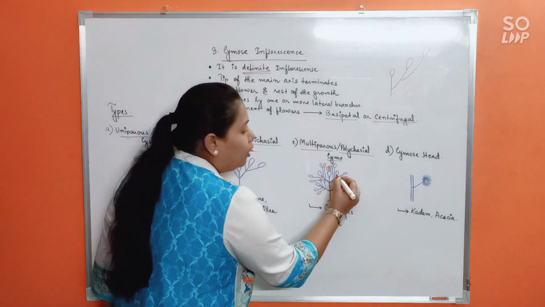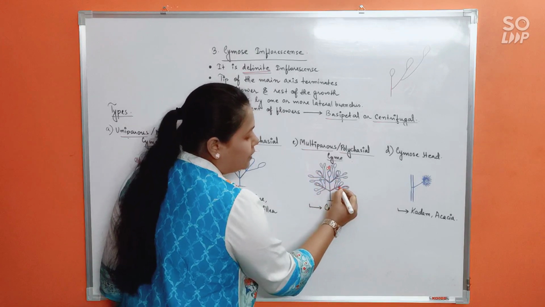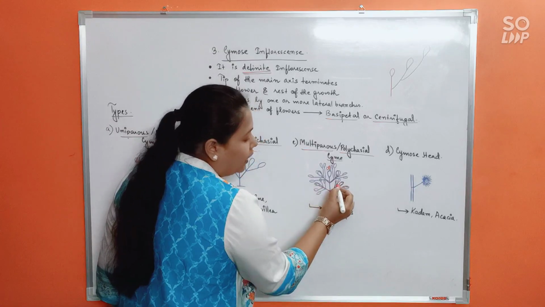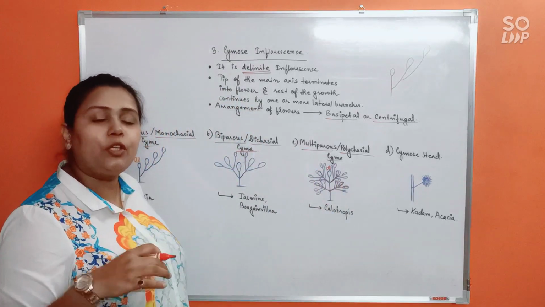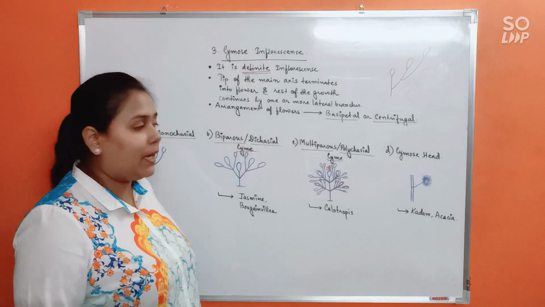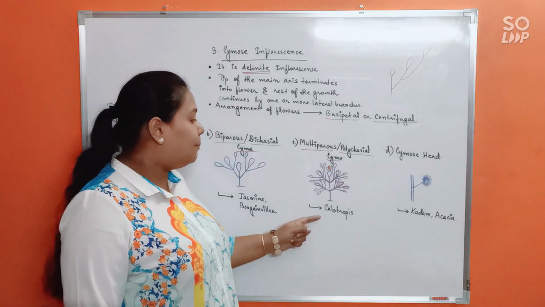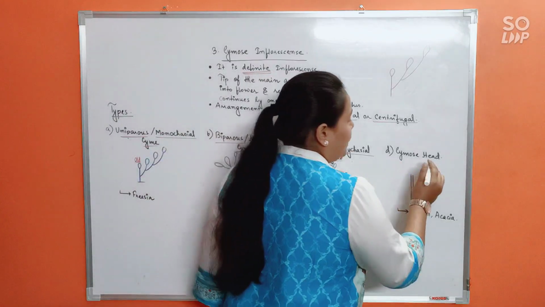When they also eventually convert into flowers, from them 4 lateral branches are again arising. This process is going to be repeated, and as here there are more than 2 lateral branches, we'll call it multiparous or polychasial cyme. Example is Calotropis. Last is cymose head.